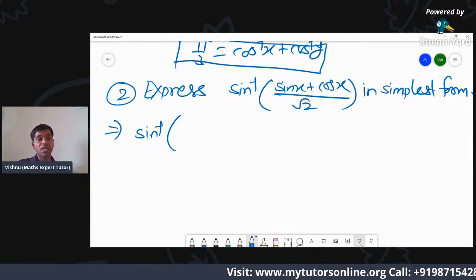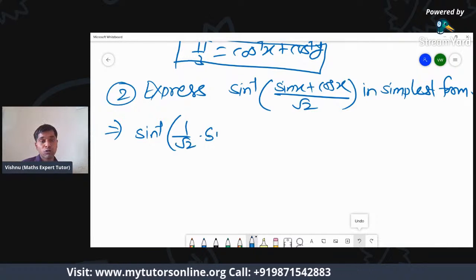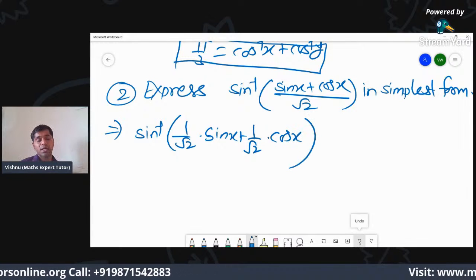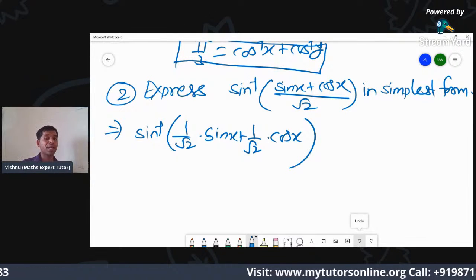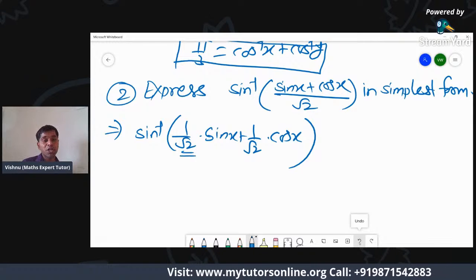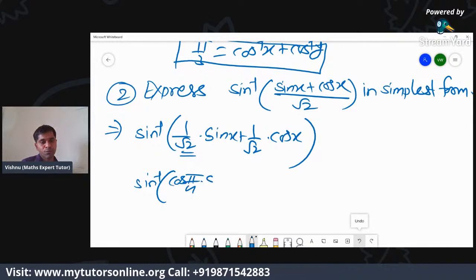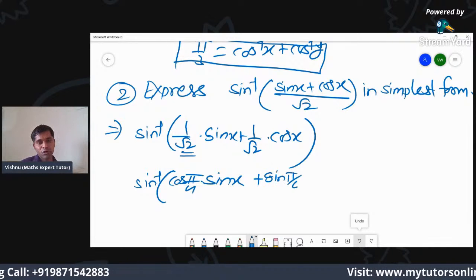So now it is sine inverse. We have to convert this into the formula of sine. I know that sine of (a plus b) is sine a cos b plus cos a sine b. I need to write it in terms of cos. Write it as cos pi by 4. Same thing, you can write it as sine pi by 4.